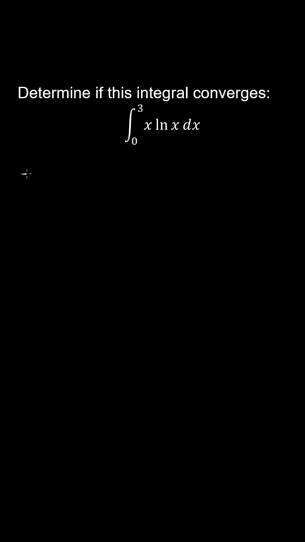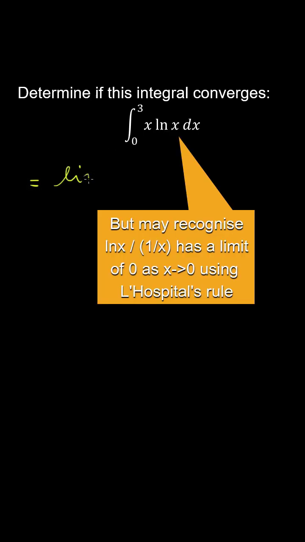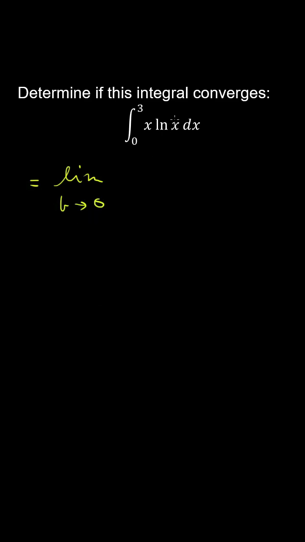Let's determine if this integral converges. So if we substitute 0 into the natural log, you're going to get an infinite value. So therefore we can use a dummy variable and take the limit as b goes to 0 from the right hand side where the natural log is defined, and we integrate from b to 3.